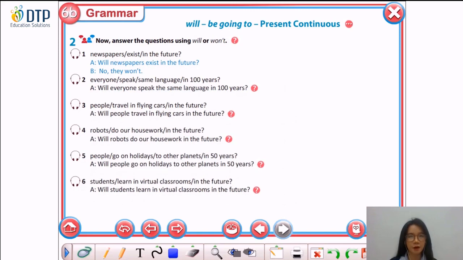In the second part of this exercise, answer the questions using will or won't. Because these are yes-no questions, you have to answer using short responses.